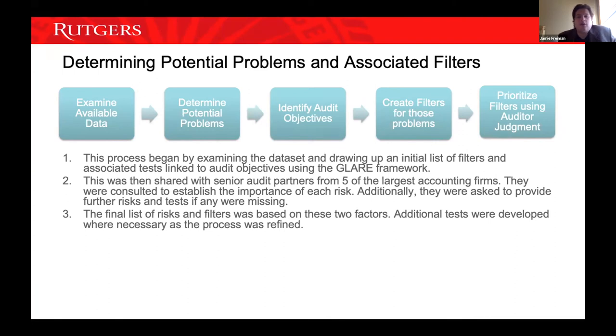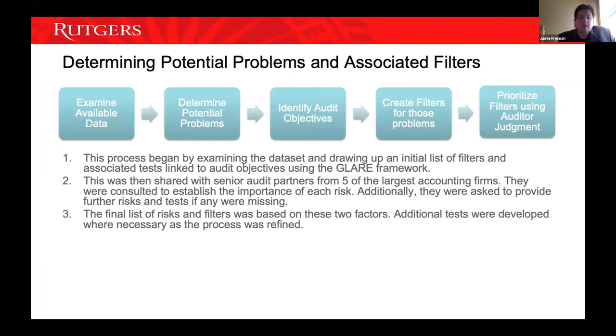So we shared this with these audit partners and consulted with them to get feedback to evaluate how important each of these risk factors was. So we start with the risks. How important are those risks? What are some filters we can design to target those risks? And what are the audit objectives that we're really trying to work with here? So that's how that worked. We created the filters based on those risks and identified audit objectives. And then we prioritized them using auditor judgment, this evaluation of what's important and what's not. That's giving you the weighting system.